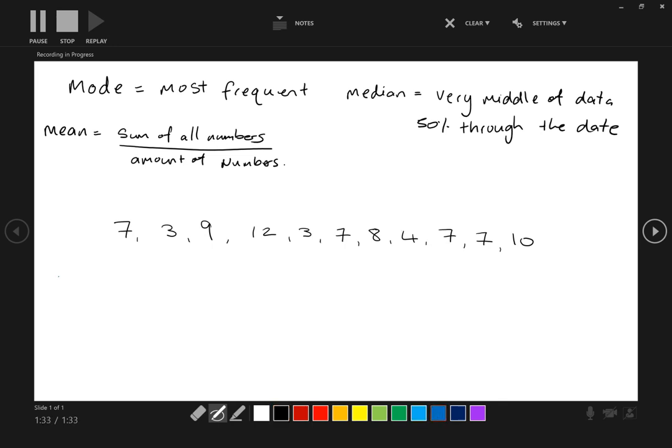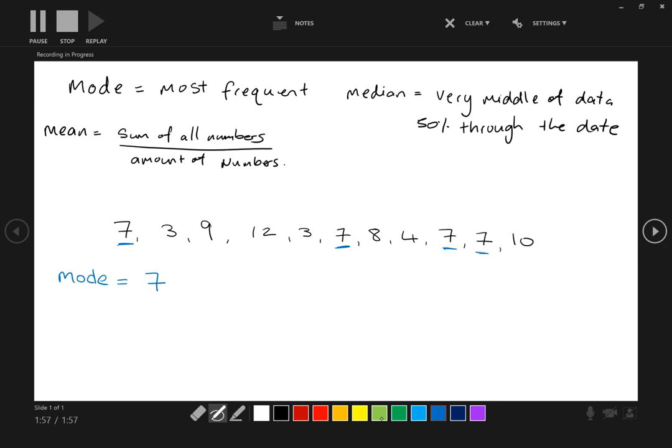From this set of numbers, if I want to find the mode, I'm looking for the number that shows up more than any other number. So we've got a 7, 7, 7, 7. So we've got 4 sevens, and we don't have 4 of any other number. We've got 2 3s, but there are more 7s. So the mode is 7.